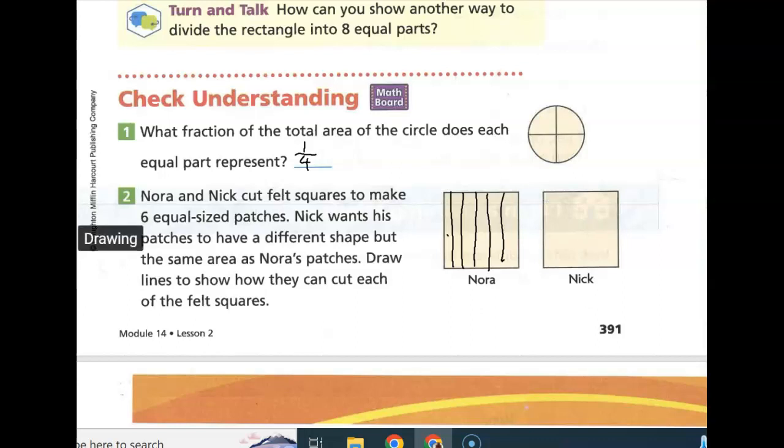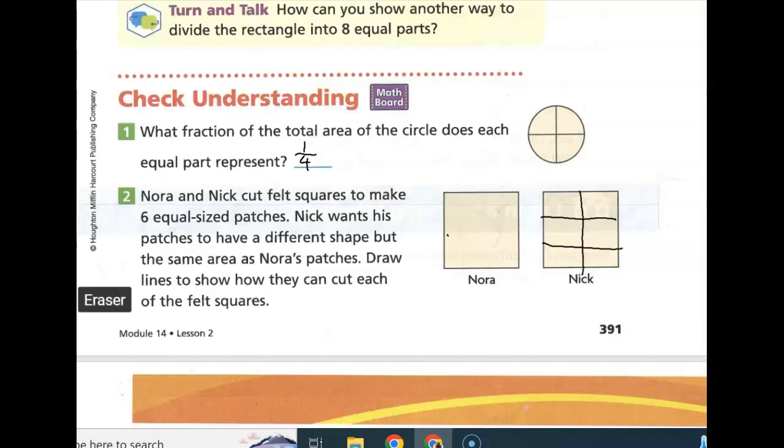You could do like we did a while ago and divide it into thirds and divide it in half. Or you could divide it into thirds this way. Whoops, wrong way. You could divide it into thirds this way and divide it in half. So there were several ways you could do that.